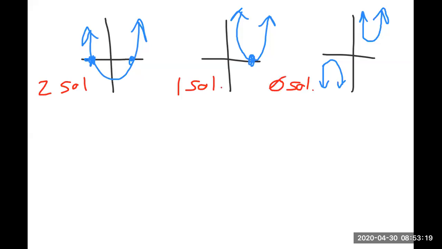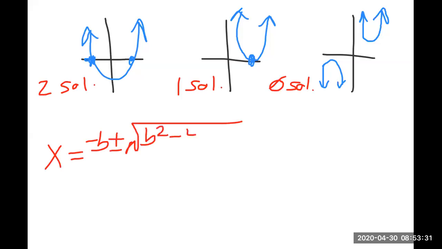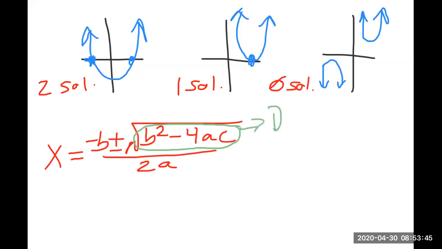All right, so the discriminant is part of the quadratic formula. Remember that the quadratic formula is negative b plus or minus the square root of b squared minus 4ac, all over 2 times a. Now the discriminant is what is under that square root sign, which is also called a radical. It's this b squared minus 4ac. This is our discriminant.